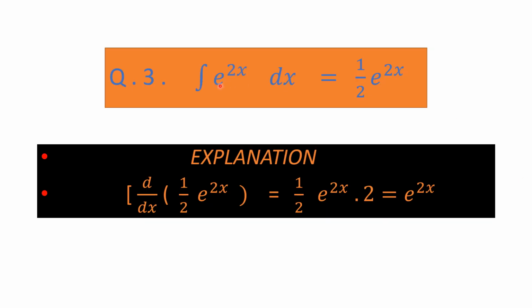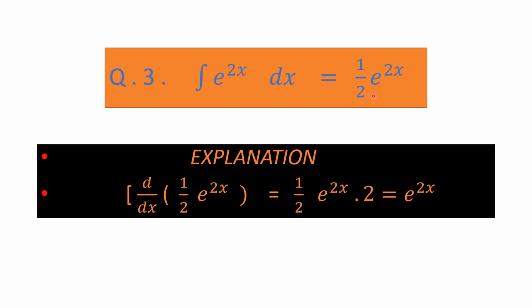Next question. The question states the integration of e power 2x. Answer is 1 upon 2 e power 2x. Basically the formula is, as I told you in the first slide, integration of e power x is e power x. Now here if you are getting e power 2x, you will write e power 2x as it is divided by the coefficient of x. What is the coefficient of x here? 2. So 2 will get featured here in the answer as the denominator.